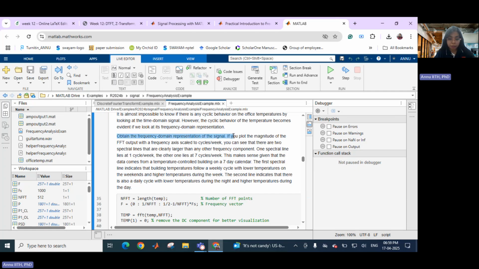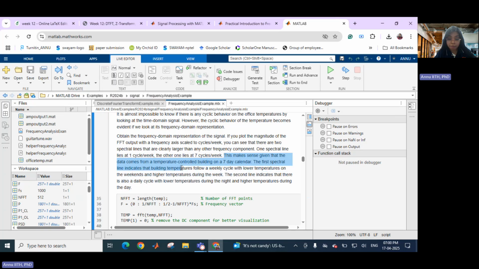Obtain the frequency domain representation of the signal. If you plot the magnitude of the FFT output with the frequency axis scaled to cycles per week, you can clearly see that there are two spectral lines that are clearly larger than any other frequency component. One spectral line is at 1 cycle per week. The other line lies at 7 cycles per week.